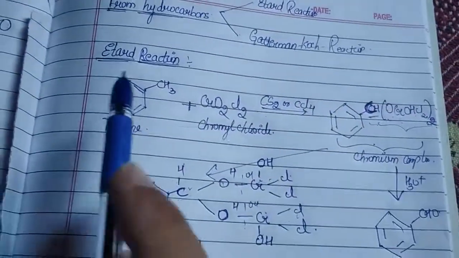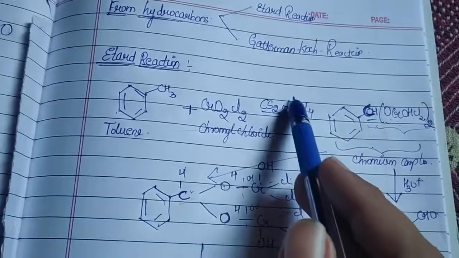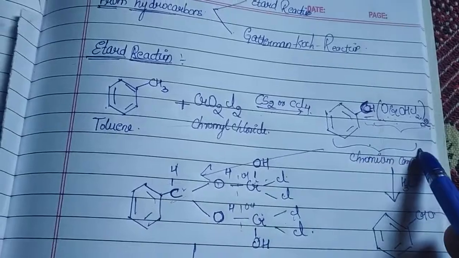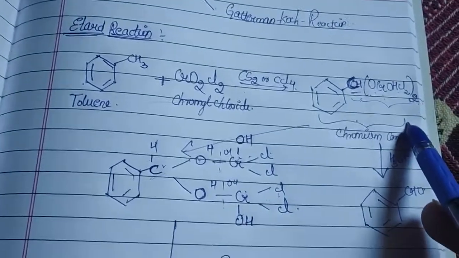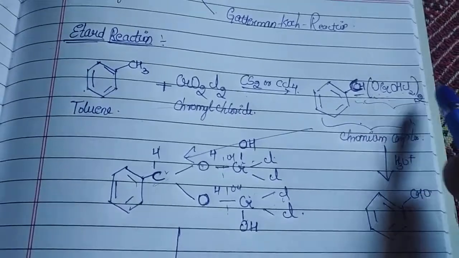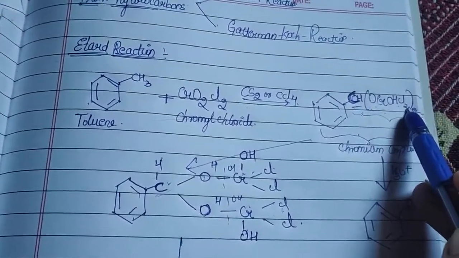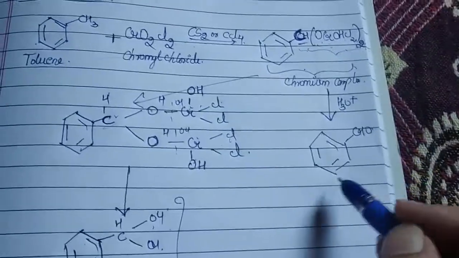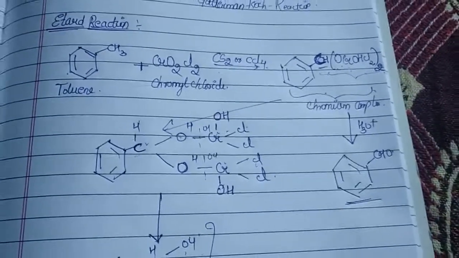What is that? When toluene is treated with chromyl chloride in the presence of carbon disulfide or carbon tetrachloride, it is first converted to a chromium complex. When you are writing the chromium complex, utmost care has to be taken about what type of atoms and how many you are writing. Is that clear? Then on acid hydrolysis of this chromium complex, you will be getting your benzaldehyde.